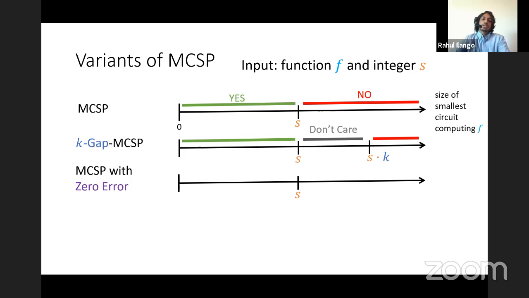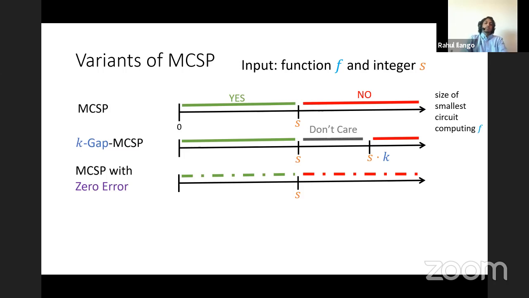So computing MCSP with zero error means that, if the complexity is less than or equal to s, you can say yes, or you can say I don't know. And the point is, whenever you say yes, you have to be correct. Similarly, whenever you say no, you have to be correct, but you're allowed to say I don't know a certain percentage of the time. So that's the zero error average case version of MCSP.